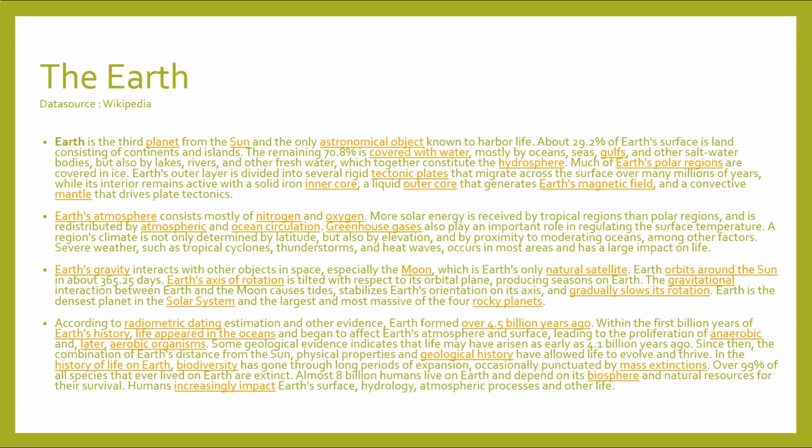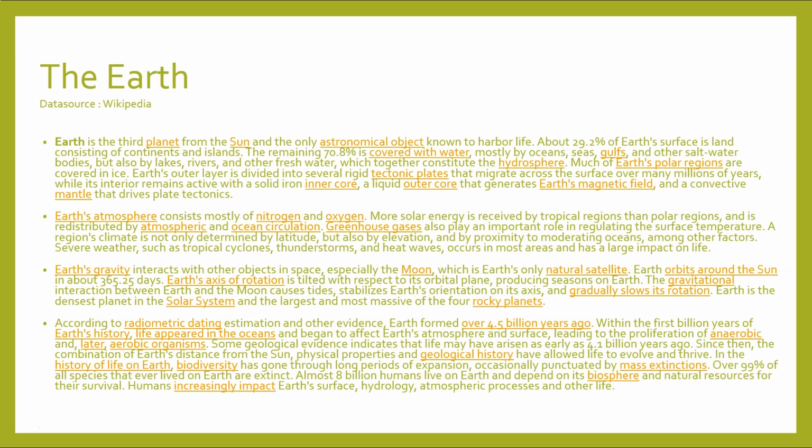Much of the Earth's polar regions are covered with ice, and Earth's outer layer is divided into several rigid tectonic plates that migrate across the surface over many millions of years, while its interior remains active with a solid iron inner core, a liquid outer core that generates Earth's magnetic field, and a convective mantle that drives plate tectonics.